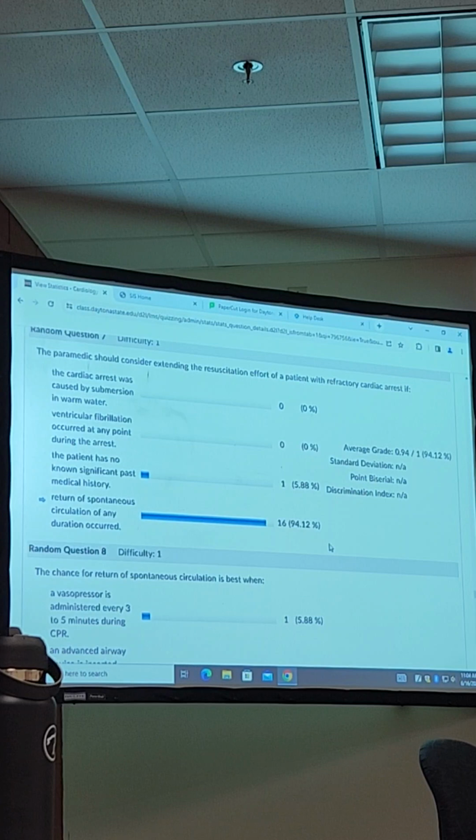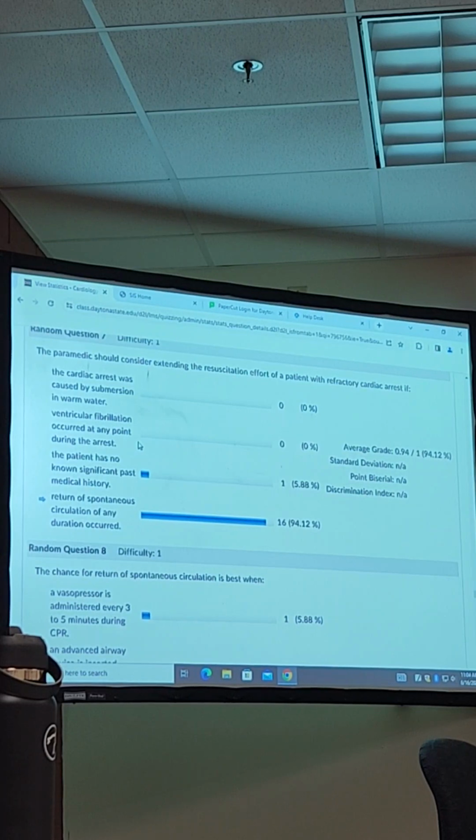For the question where it says ventricular fibrillation occurred at any point during the arrest, does ACLS follow the same kind of protocol like we do, where if there's a change in rhythm from asystole? That is your medical director. Okay. That is your medical director. American Heart will issue guidelines. They can be very liberal sometimes with their guidelines.